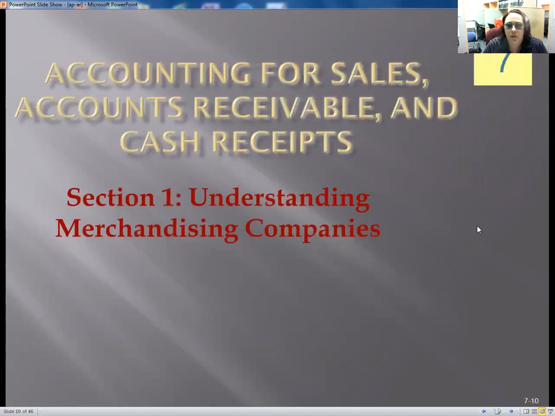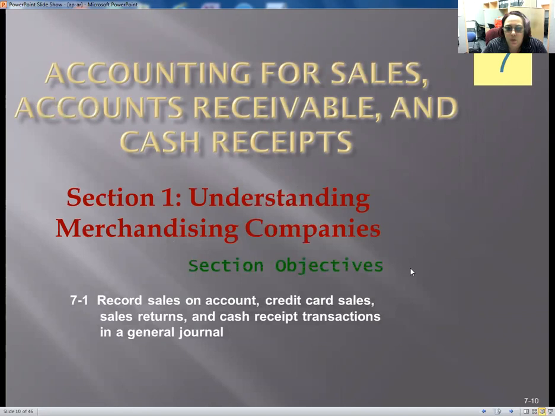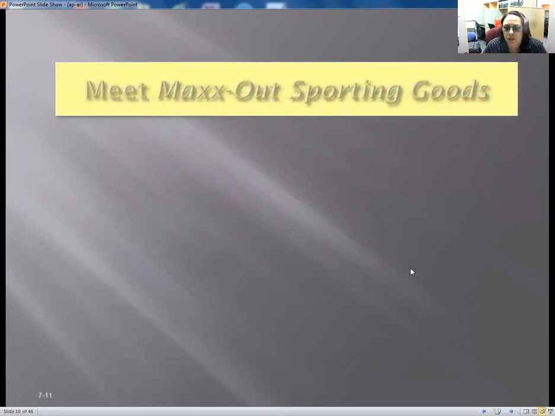So this week we're going over accounting for sales, accounts receivable, and cash receipts, which is in chapter 7 of our book. It's understanding merchandising. We record sales on account, credit card sales, sales returns, cash receipt transactions, and a general journal. This is where it comes in handy, where we have the T accounts to help us.